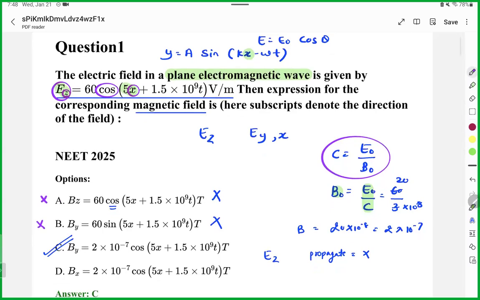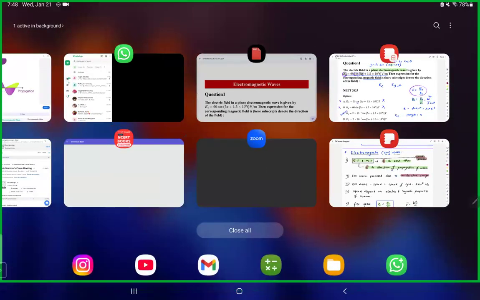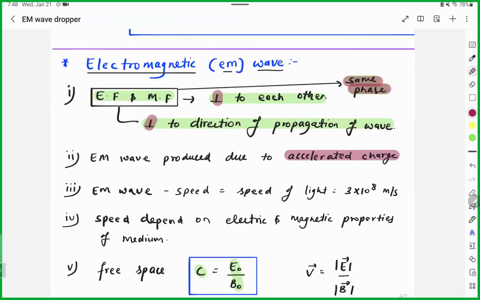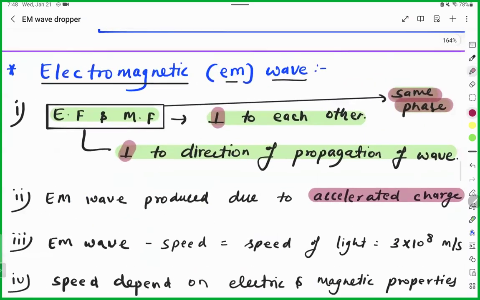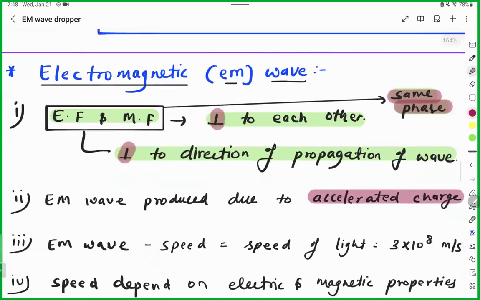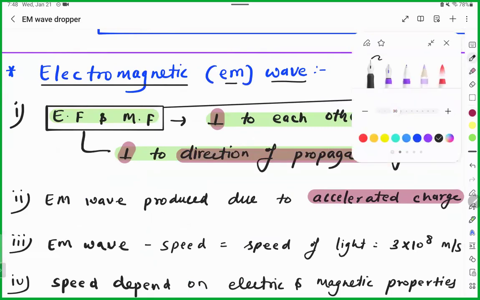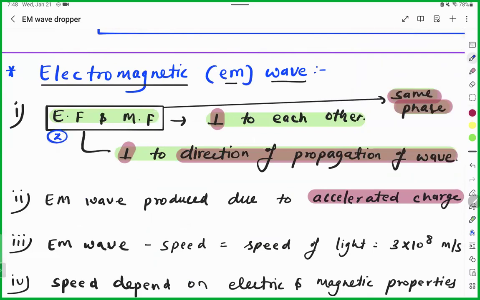Correct? Because we discussed this, I showed you the diagram. First statement: electric field and magnetic field are perpendicular to each other, and they are perpendicular to the direction of the propagation of the wave. In this particular question, your electric field is in z-axis, perpendicular to this, your propagation of wave is in x-axis. What will be the direction of the magnetic field? Y-axis. Yes or no?